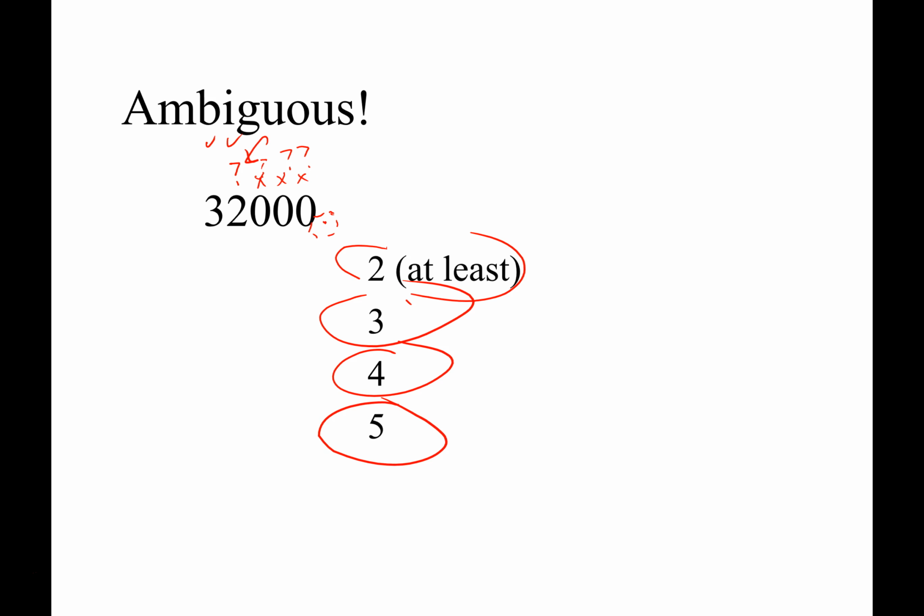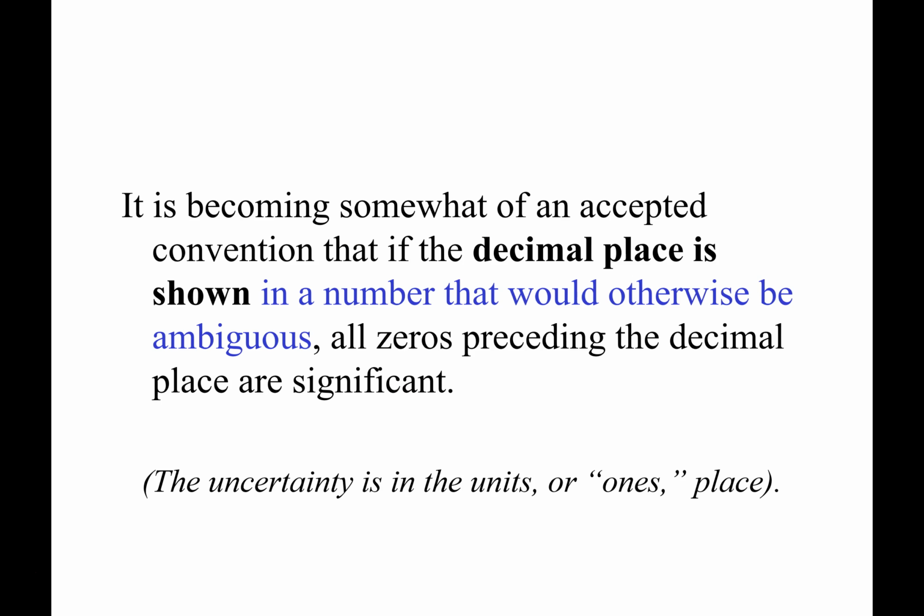One of my slides coming up soon says if there is no decimal, you start from left to right and you count your significant figures and assume that those trailing zeros before an implied decimal are not significant. So you're being conservative is the word. Okay. It's becoming somewhat of an accepted convention that the decimal place is shown. Okay.